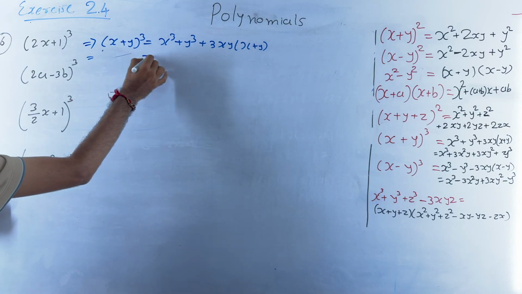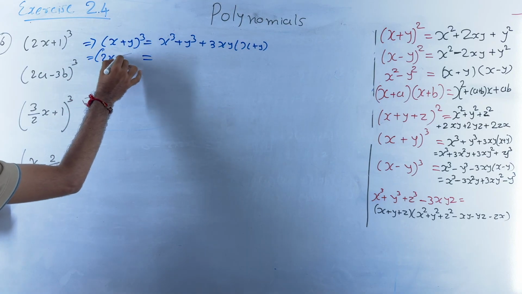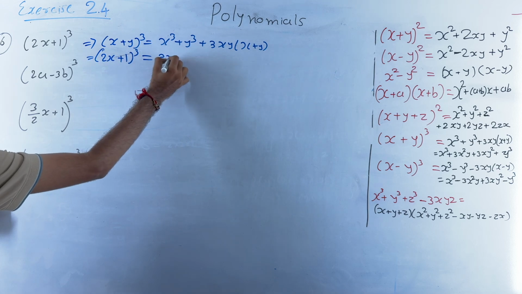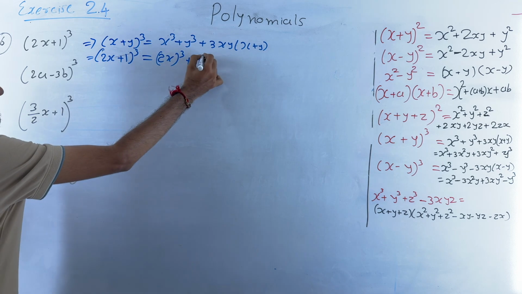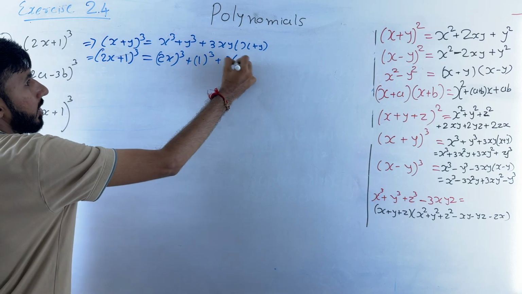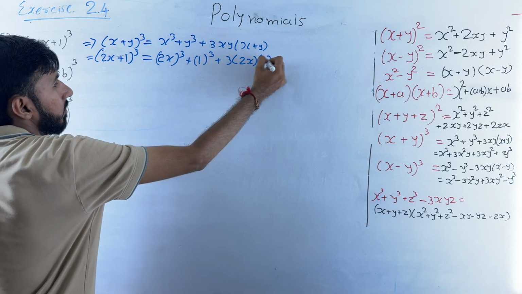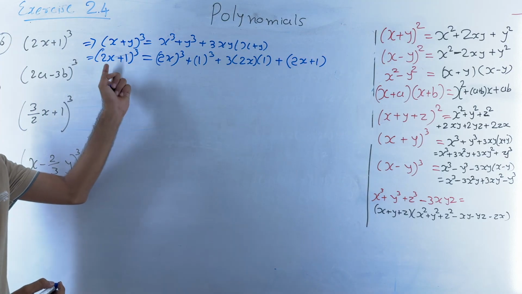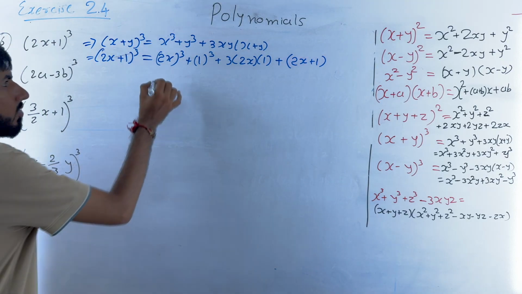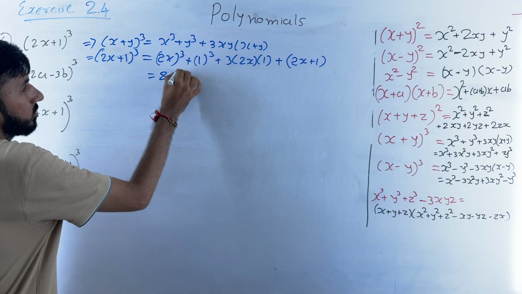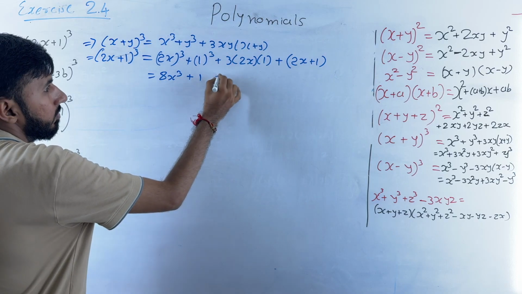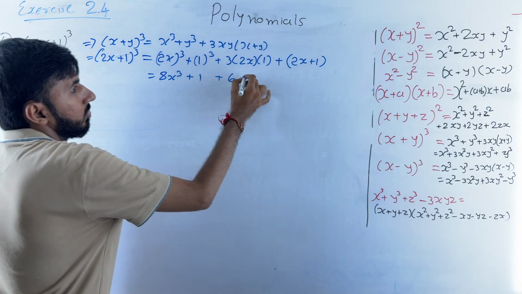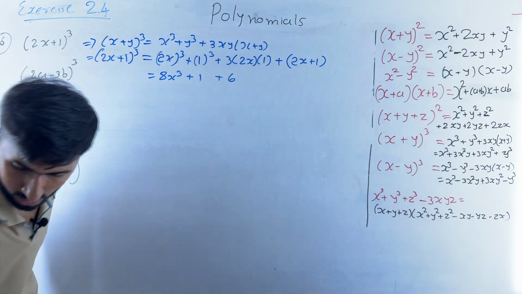So my answer will be, let me write it here so you can understand easily. x is equal to 2x, y is equal to 1. So (2x)³ + 1³ + 3(2x × 1)(2x + 1). Just substitute the value of x and the value of y, right? Now (2x)³ is 8x³, plus 1³ that is 1, plus 3 times 2x is 6.